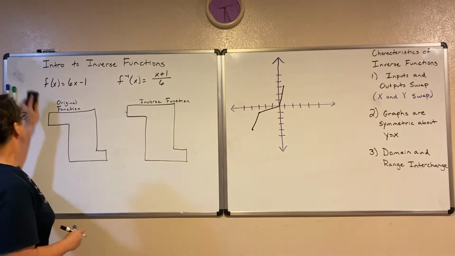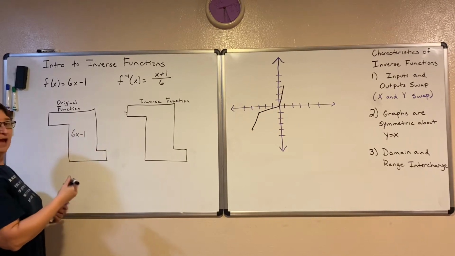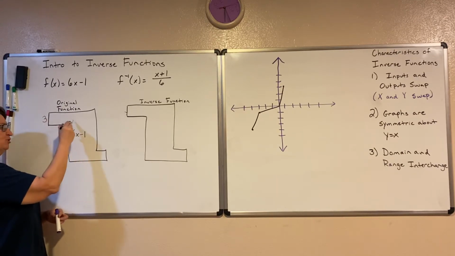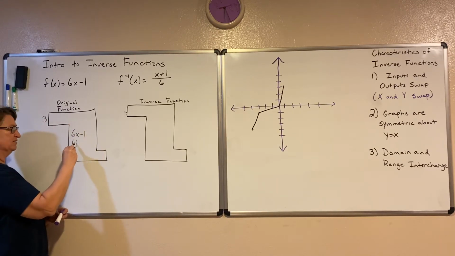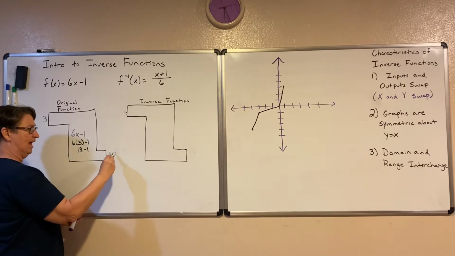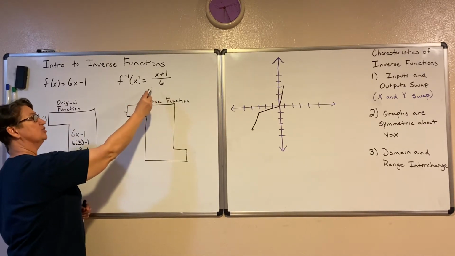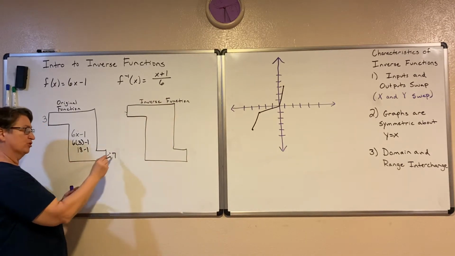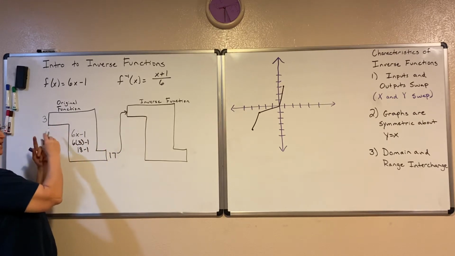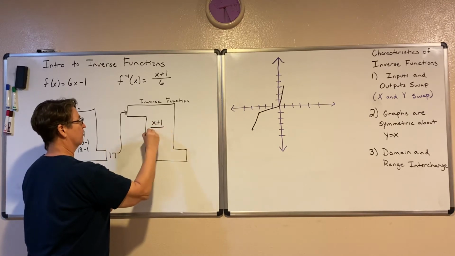So here, my original function is 6x minus 1. If I input some value in there, say 3, I get 6 times 3 minus 1, which gives me 18 minus 1, and out comes 17. This function is going to undo what this function did. In other words, I'm going to put in the 17, and out should come 3 if they're inverses of one another. So here I have (x plus 1) over 6.